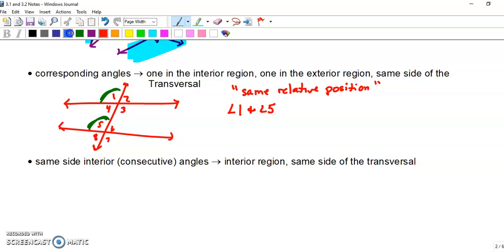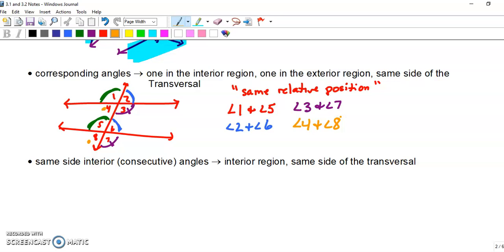Angle 2 would be corresponding with angle 6. They're both on the right side of the transversal, but they're above their line. And the way I have this drawn, angle 3 would be corresponding with angle 7, and then also angle 4 with angle 8.